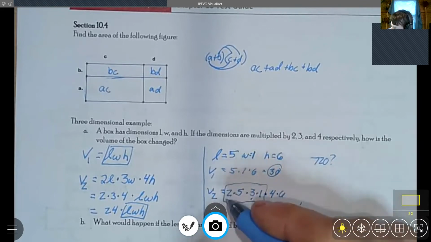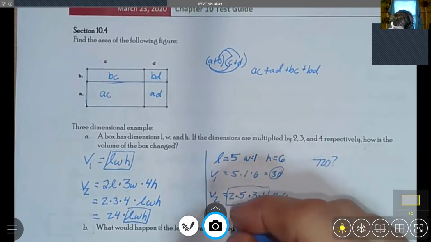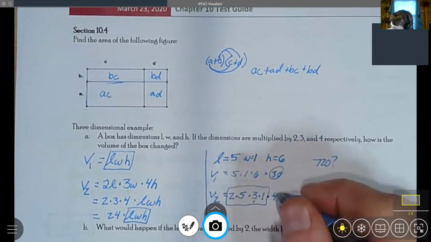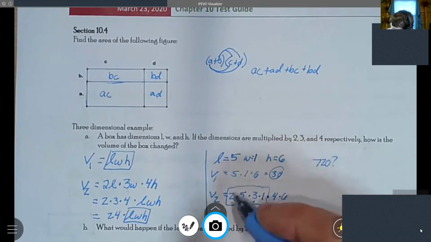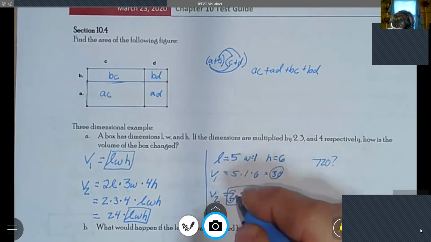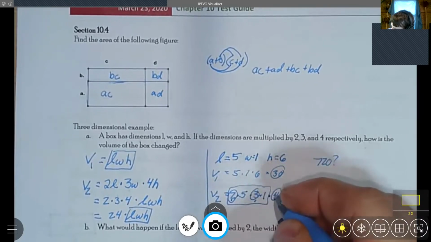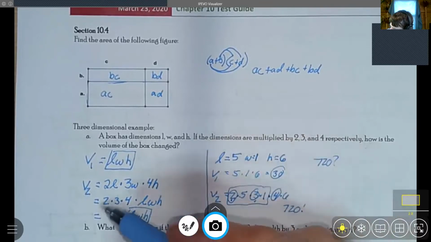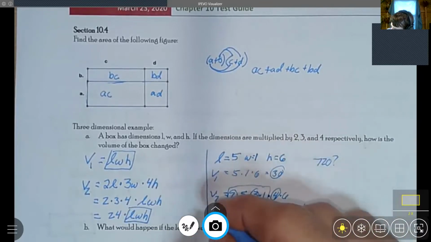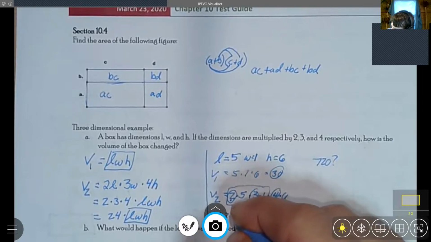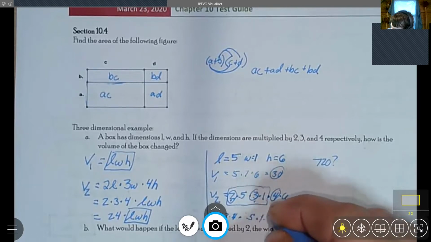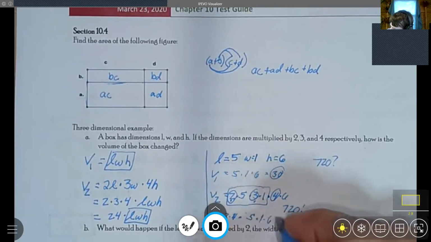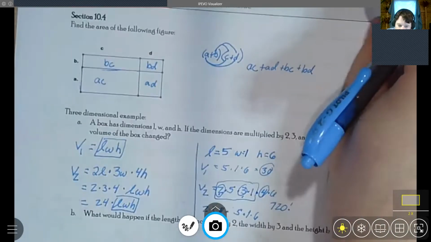Now I played with the numbers a little bit here, but it's just kind of a coincidence that my last two numbers multiplied to 24, because here's my 2, my 3, my 4. That's how, just like over here, 2, 3, 4. So you could rewrite this as 2 times 3 times 4, and then times 5 times 1 times 6. So there's 24 times 30. All right, hopefully that makes some sense to you. You can always email me questions.